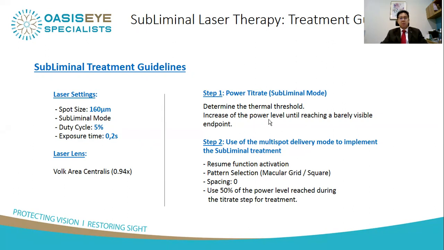Once you determine the power level, you choose an area outside the macular region, and you use 5% duty cycle. I normally start at about 600 milliwatts. And if I see a mild reaction, I then reduce the power by half. And that is the treatment power that I need to treat the thickened areas around the macular region.